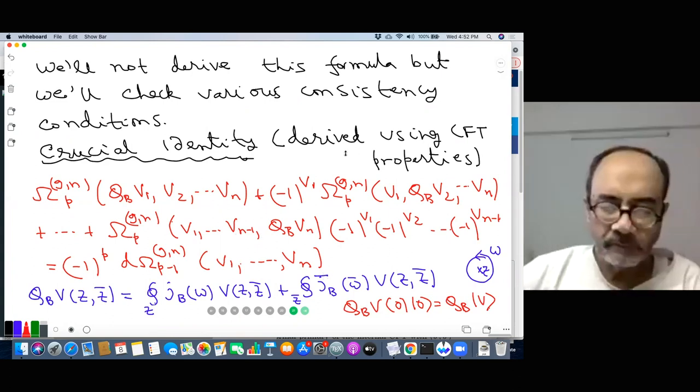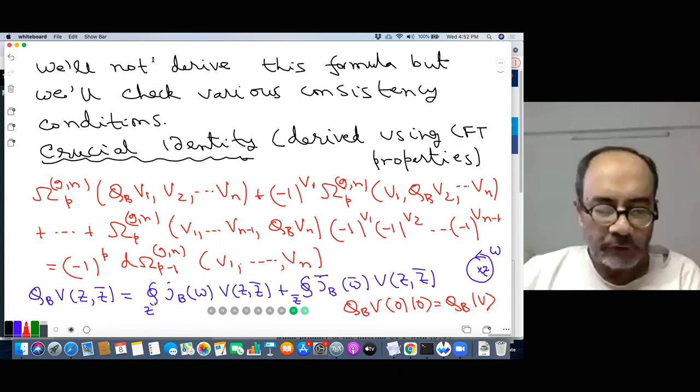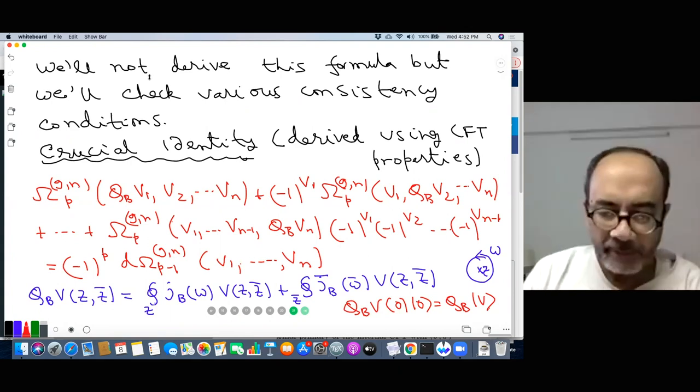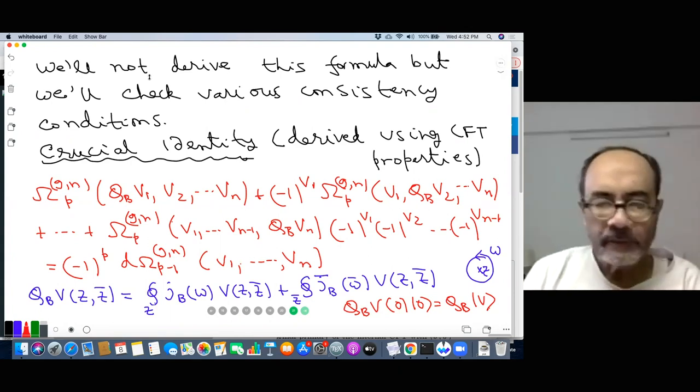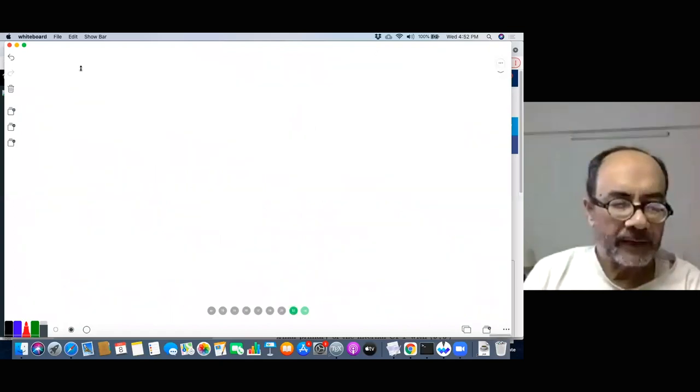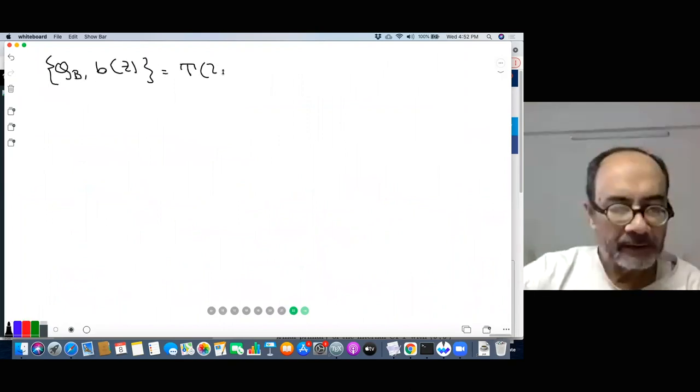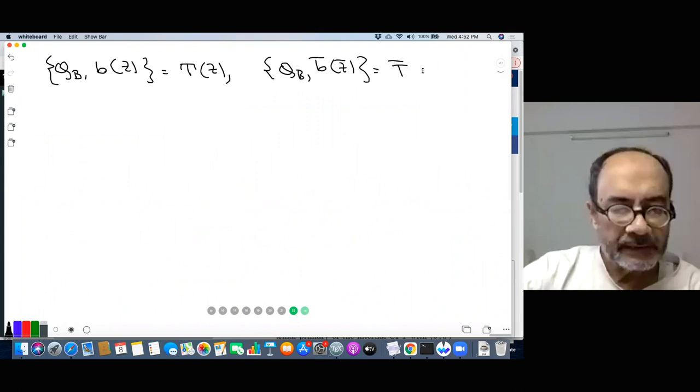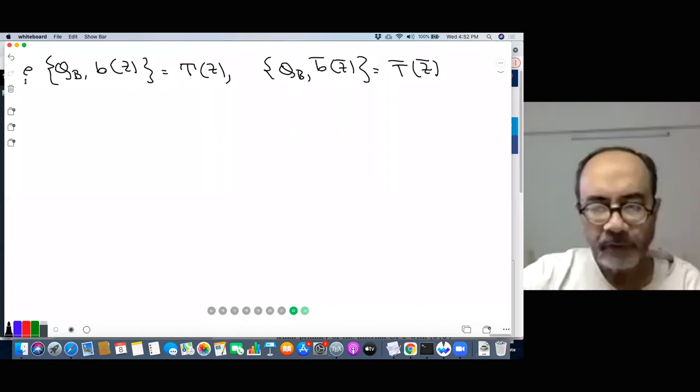As I said, it basically is derived using CFT properties, but let me just say what CFT property one uses. One has to use the fact that Q_B with b is T, this is an identity, and then Q_B with b bar, z bar is T bar z bar. So this is the total energy momentum tensor, T_x plus T_bc. This I leave as an exercise; given the definition of Q_B, you can prove this.